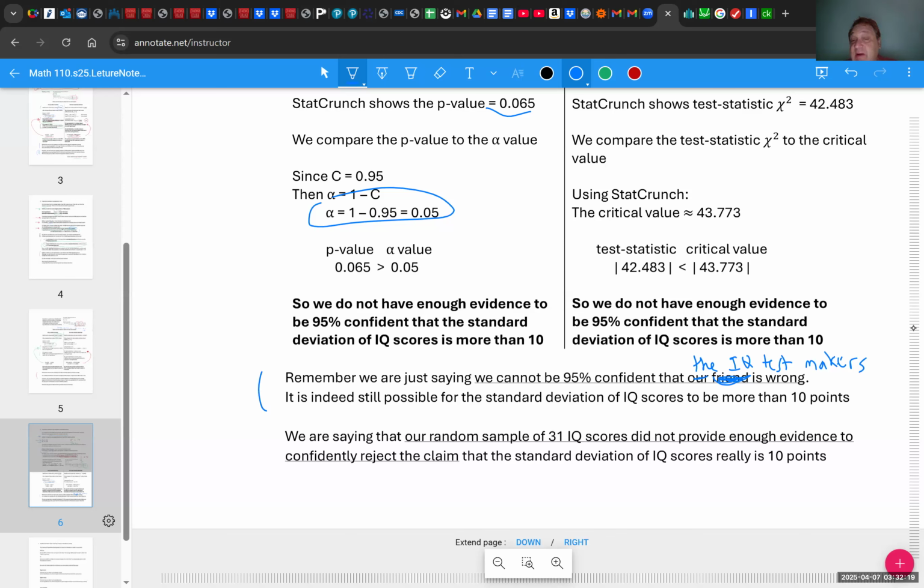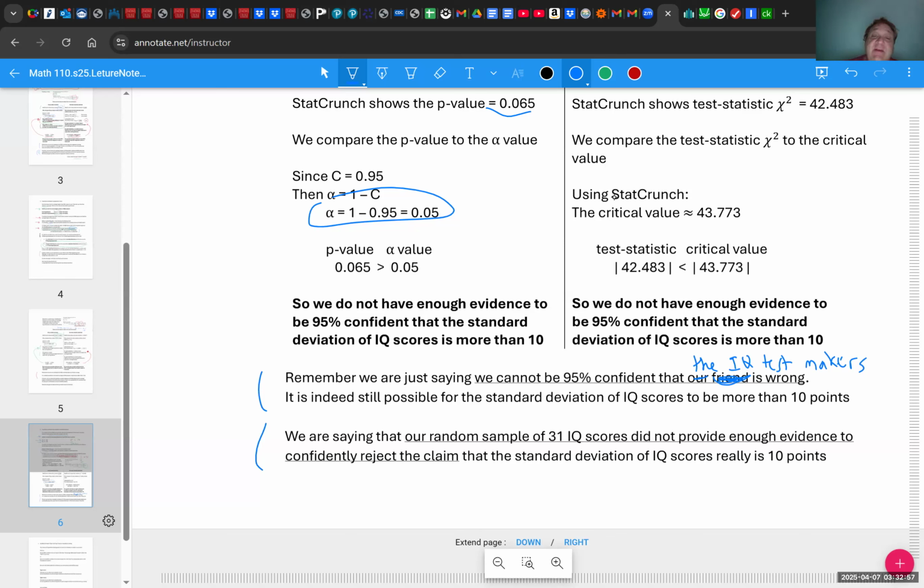It's still possible for the standard deviation of IQ scores to be more than 10. We just don't have enough evidence to make that claim confidently. We are saying that our random sample of 31 IQ test scores did not provide enough evidence for us to confidently reject the claim that the standard deviation of IQ scores is really 10, right? So it's whether we have enough evidence to reject the null hypothesis in favor of the alternative hypothesis, or whether we do not have enough evidence to reject the null hypothesis in favor of the alternative hypothesis.